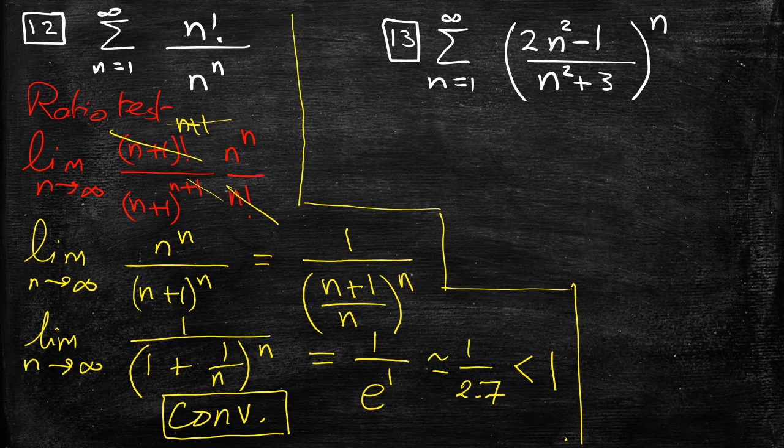Okay. Let's move to number 13. We have a function and then this function to the power of n. So the ratio test will not be that helpful. Let's try the root test.